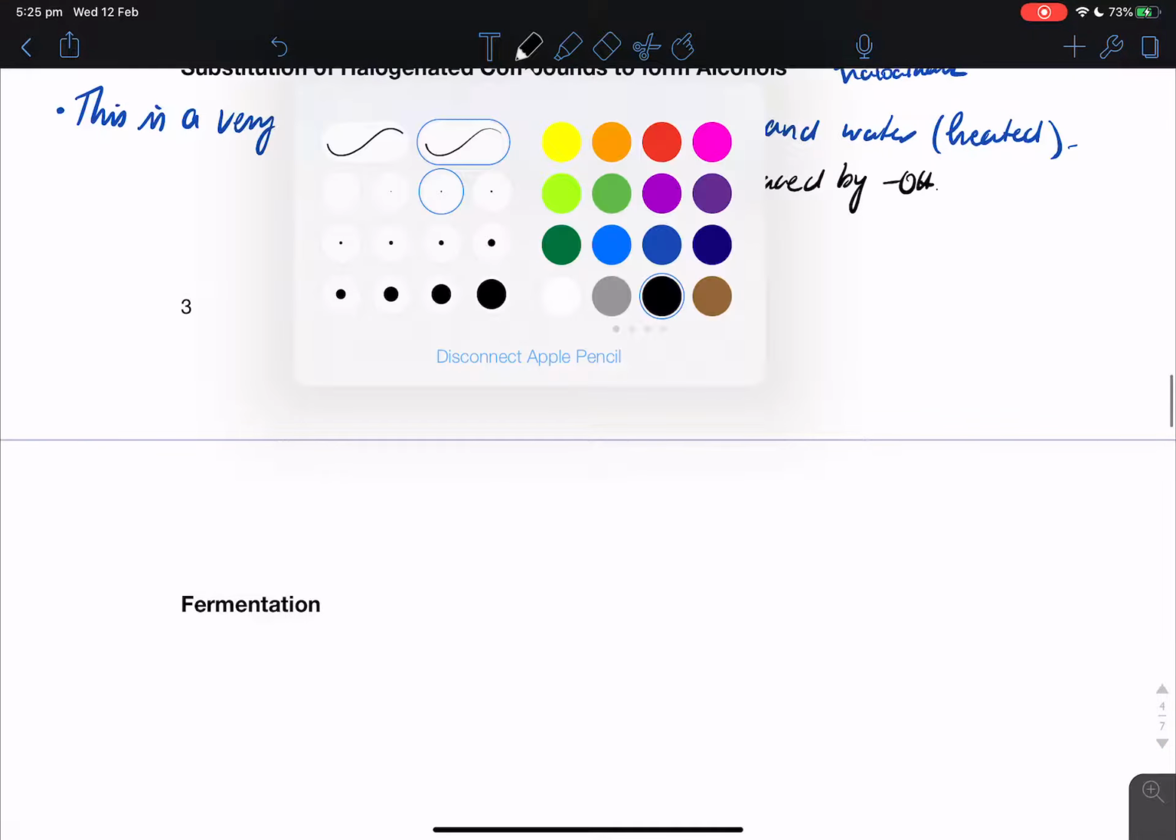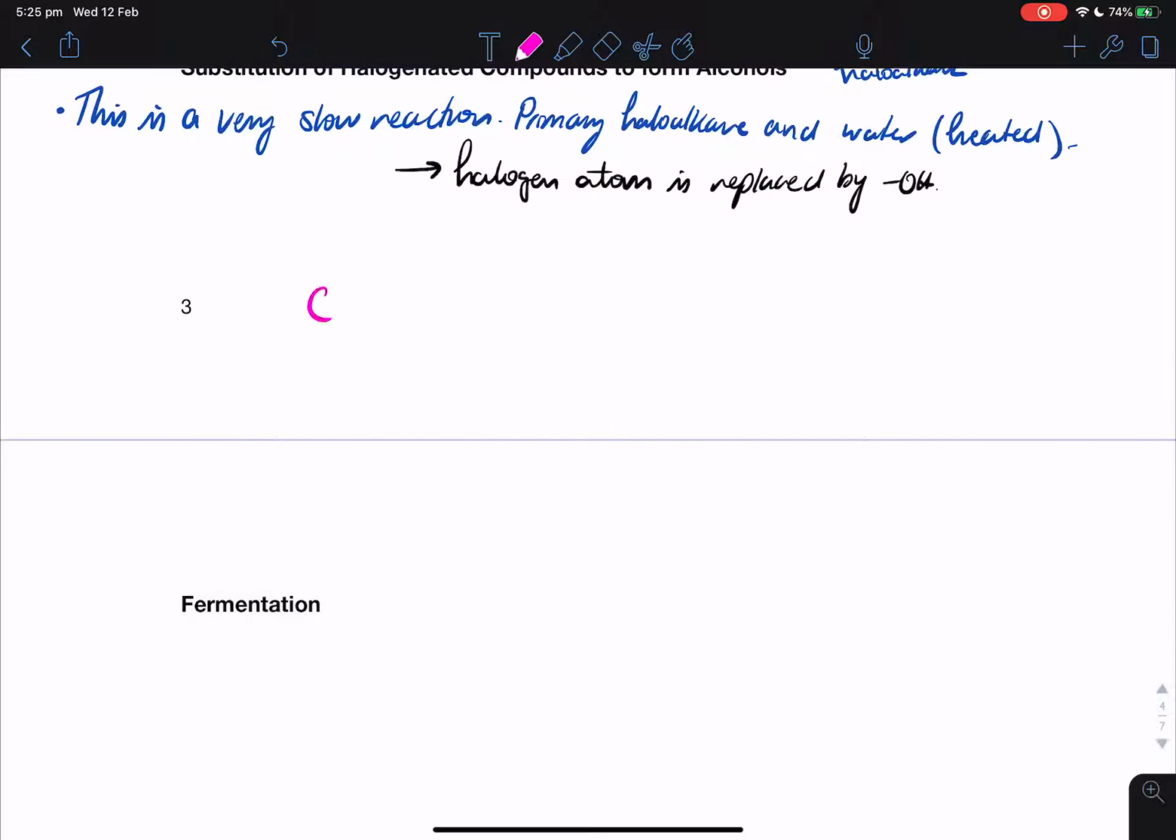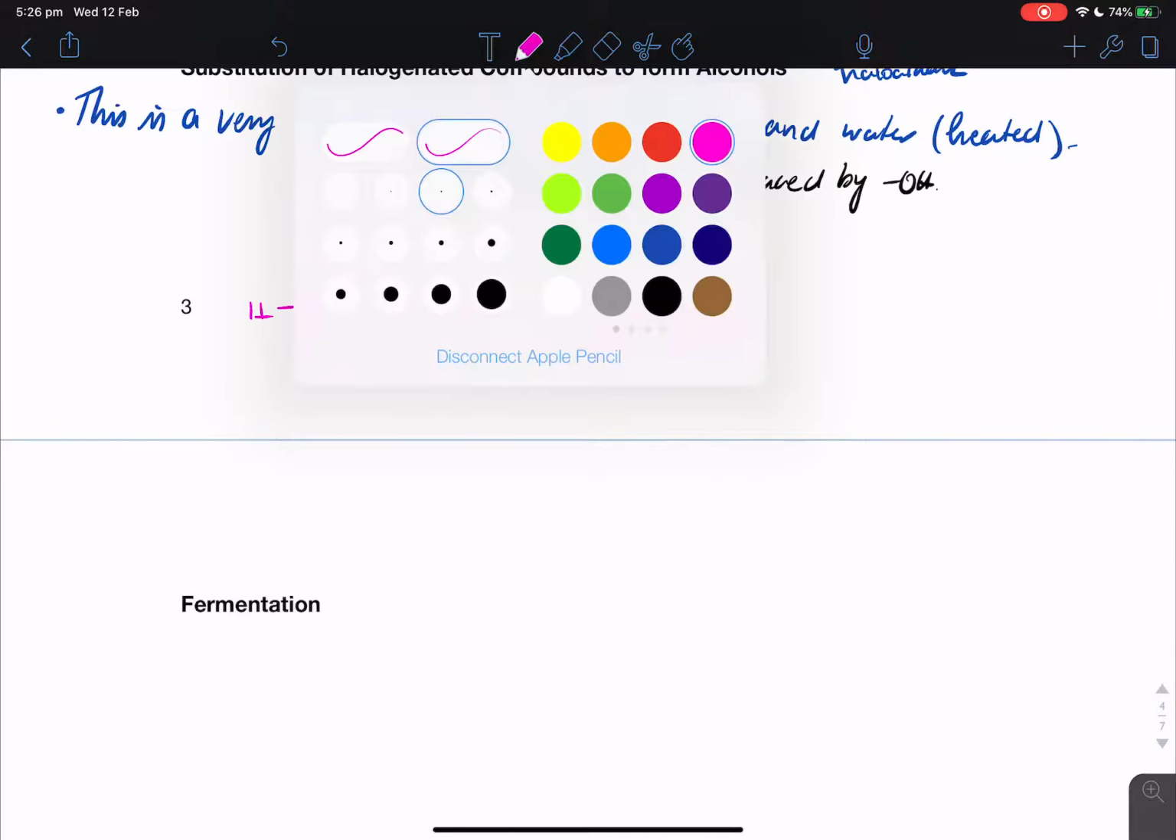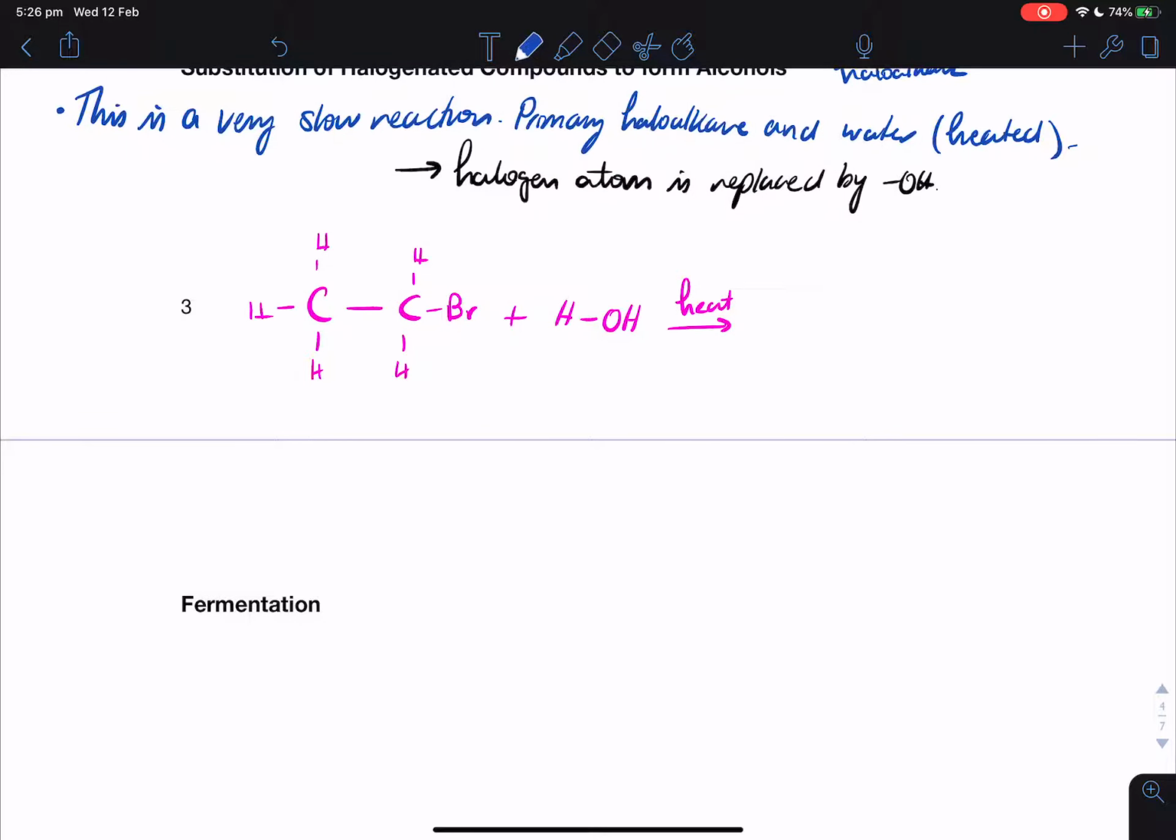Let's go through an example. Let's use bromine this time, so we're not doing the same thing over and over again. Let's do this. And we have bromine, okay? And then we add water, okay? And then we add heat, okay? So what's going to happen here? Very similar to what we've spoken about before.